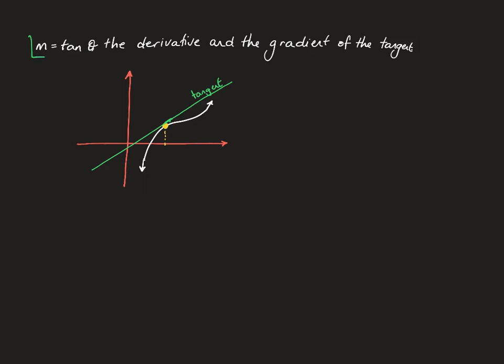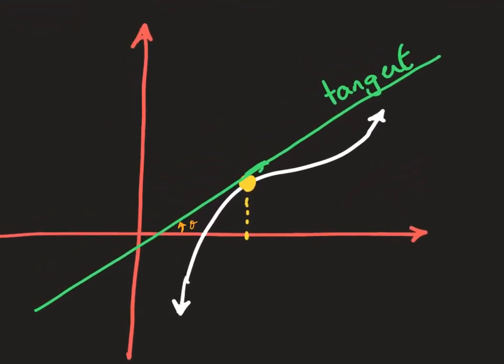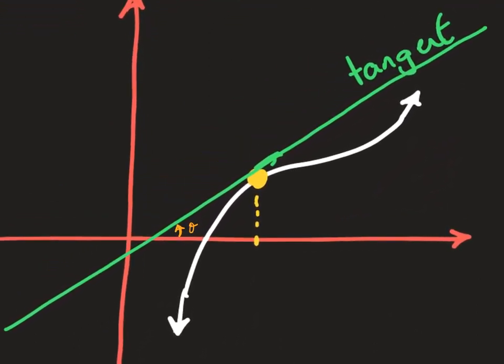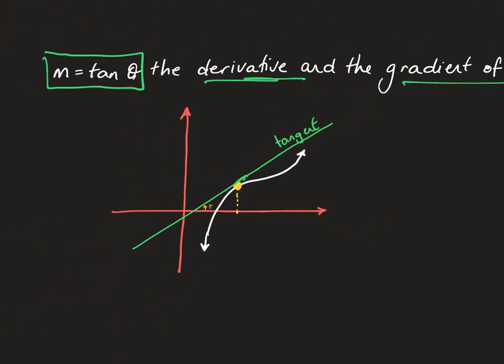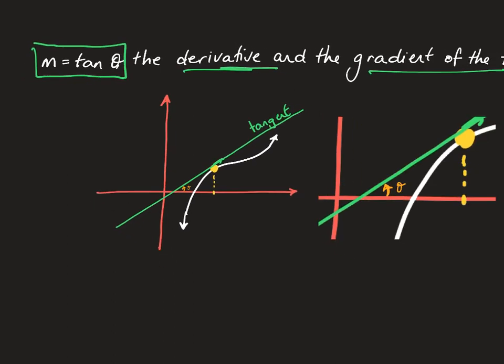The other thing that you'll work with in this exercise is the equation m equals tan theta, and you need to understand its relationship to the derivative and also the gradient of the tangent. So you can see that I've drawn a curve here, a point with a tangent, and you can see that the tangent is actually making an angle with the positive arm of the x-axis. Can you see it there? And that's the theta that we're talking about in tan of theta. And here's a blown up version of it.